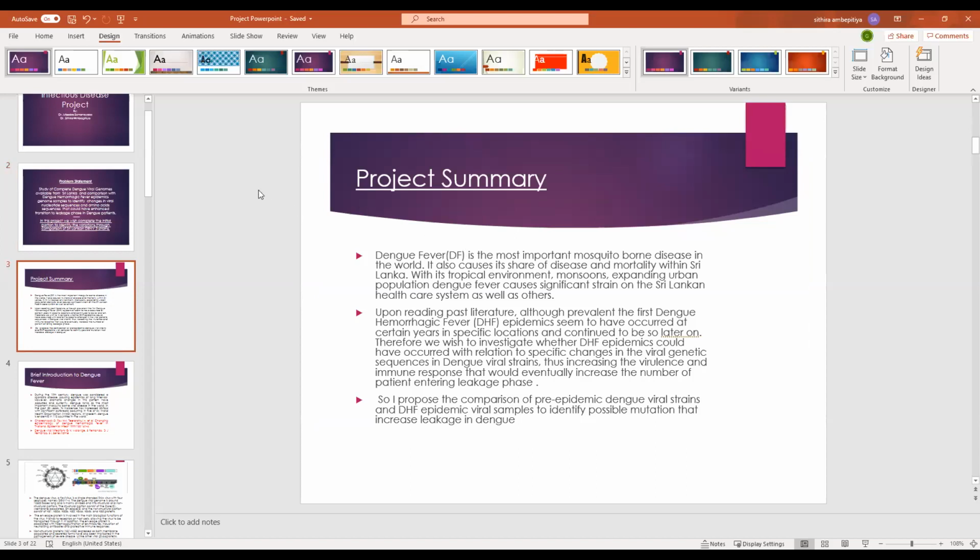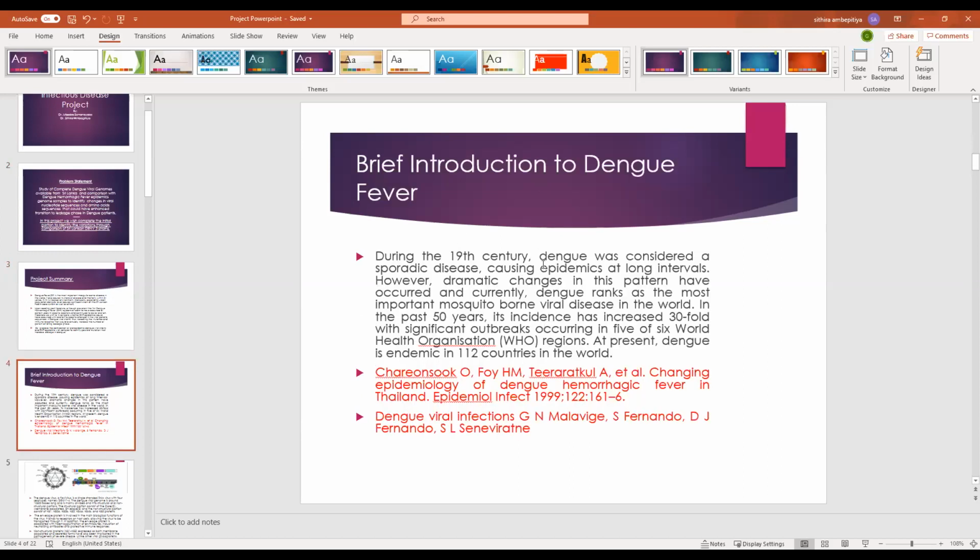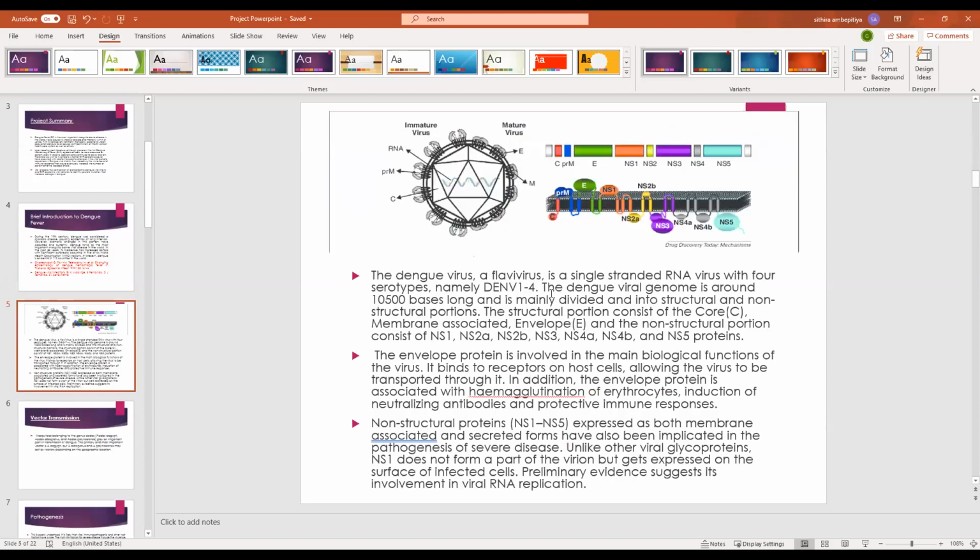So I'll just give a brief introduction about dengue fever for those who don't know. Dengue is a mosquito-borne disease which is prevalent throughout the world, and it is very important in Sri Lanka, being a tropical country. I just explained why it is so important, because of past literature mentioning certain epidemics happening in certain eras and continuing till today.